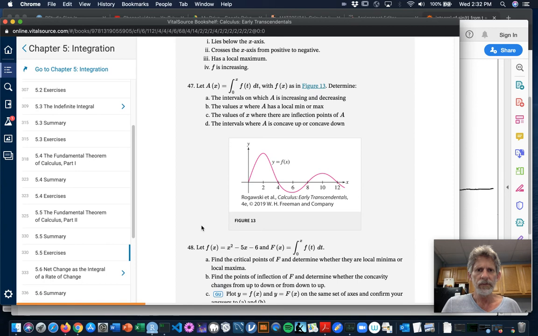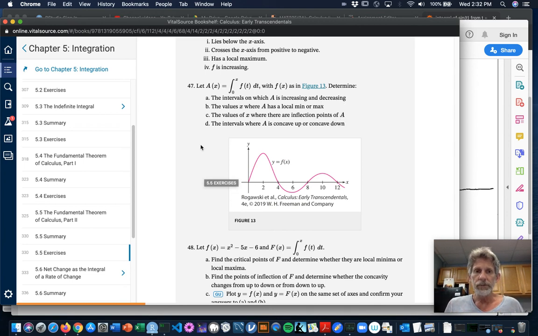Okay. So let A of x be the integral from 0 to x of f of t dt, where f is something whose formula they don't give you, but they give you this rough graph of f down here. They're showing f as a function of x, even though it's written as a function of t when you do the area under the curve function. Could you find the intervals on which A is increasing and decreasing? What intervals of x is A increasing on? What intervals is it decreasing on?